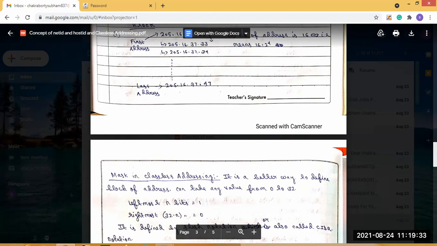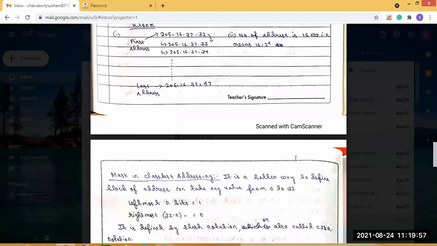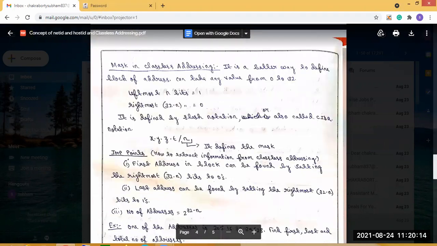The leftmost n bits will be 1, and the rightmost 32 minus n bits, the remaining bits, will be 0, because the IPv4 address is 32 bits. But the difference is that here it is defined using the slash notation, also called the CIDR notation.